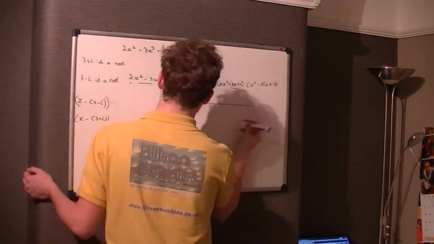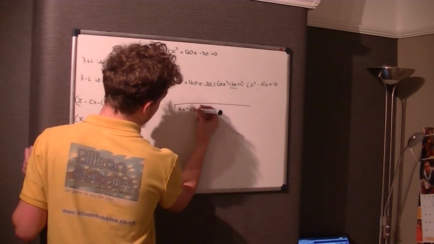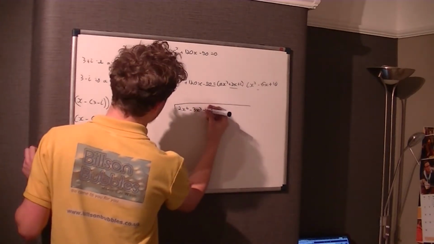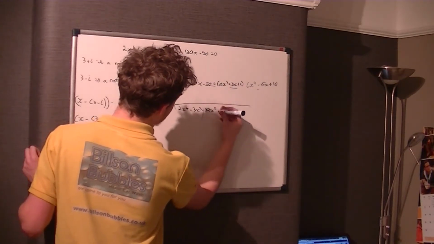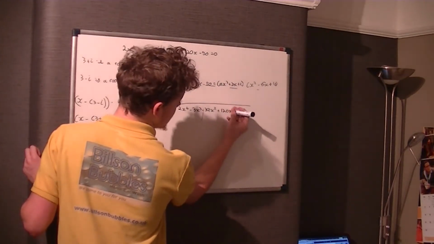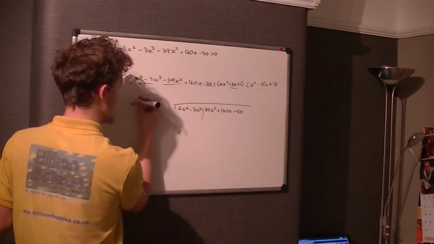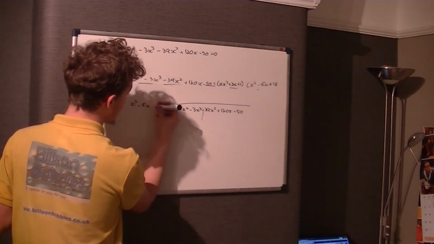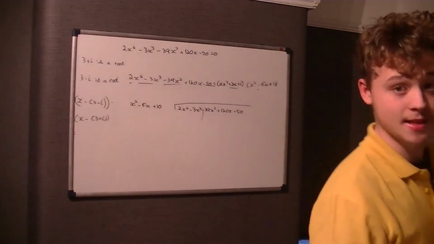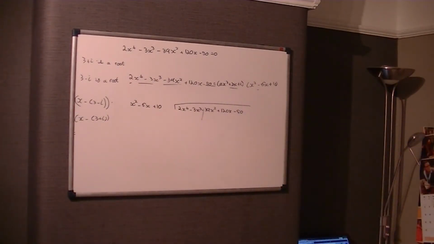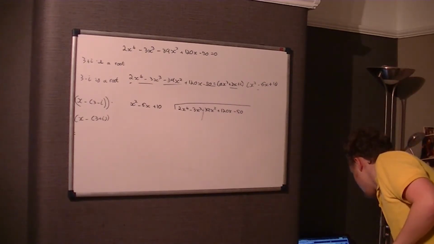So we put the big number under the square root, so it's 2x to the power 4, take 3x cubed, take 39x squared plus 120x, take 50, and we're dividing by our known quadratic of x squared, take 6x plus 10. Okay, so it's just like any other factor theorem or remainder theorem question that we've attempted before. So as I said, hopefully you've got it right so far.